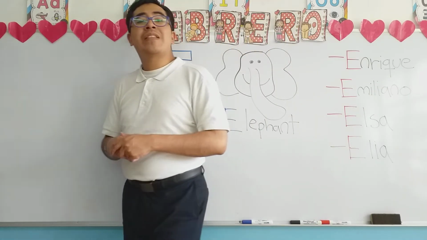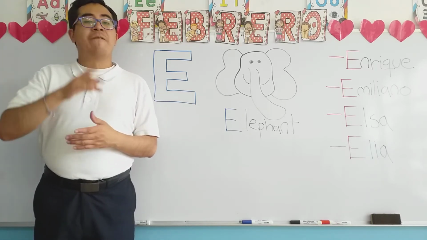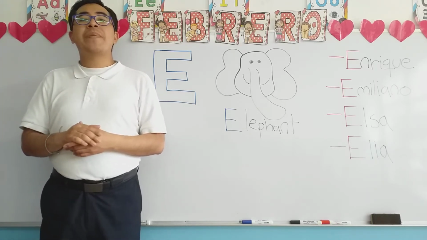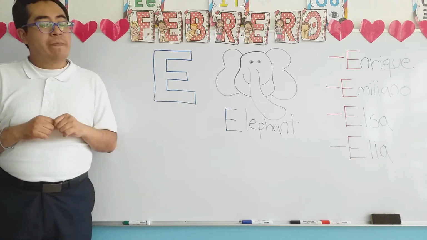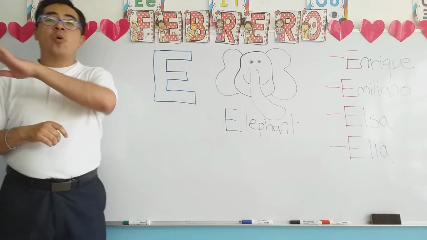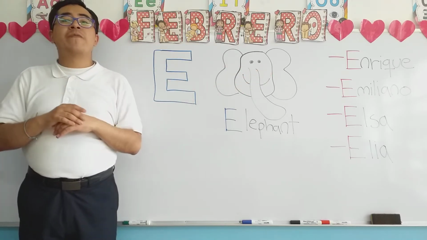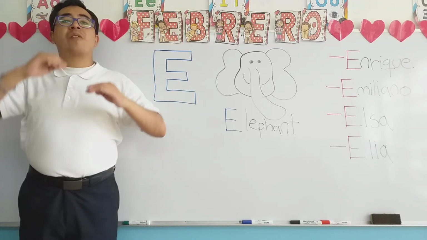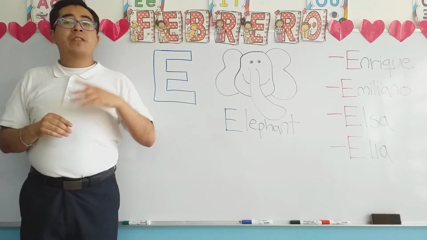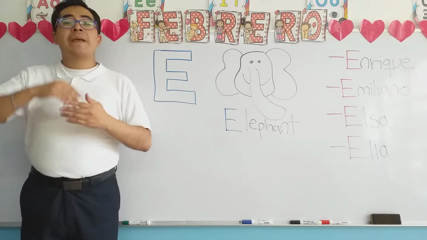As I mentioned at the beginning of the video, we are going to start with the second vowel, and that is capital E, right here in color blue. Most important is that all the vowels that we're going to study in Kinder 1 have capital and small forms.